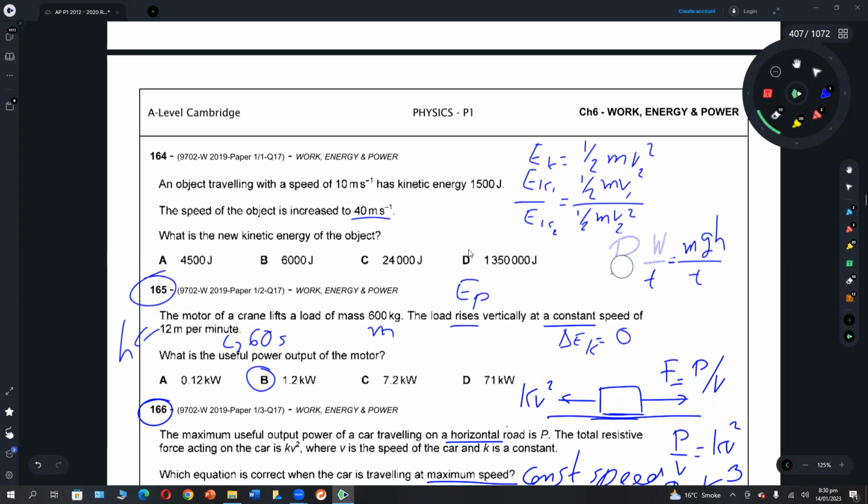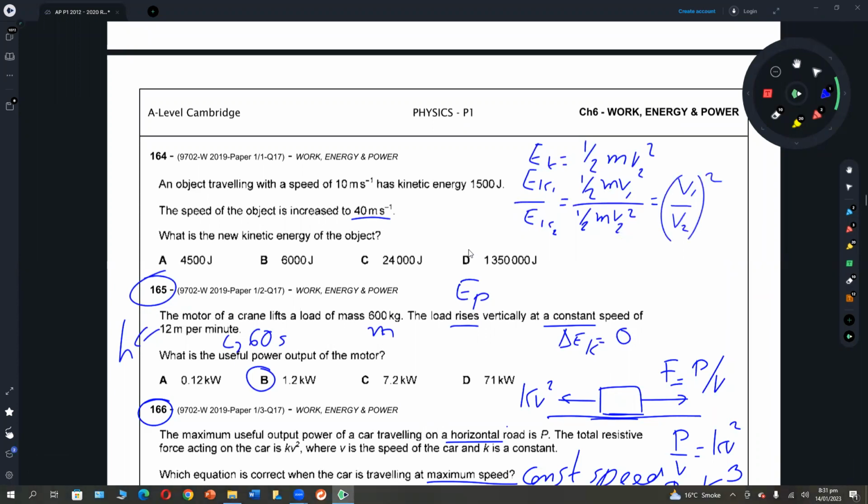I made this quick equation, planning to simplify it. Cancel the half and cancel the m, so it will be V1 upon V2 whole squared, because the mass does not change when the kinetic energy changes. Now I have the old kinetic energy, 1500. I need to find the new kinetic energy. The old speed is 10 and the new one is 40, with the square on it. Well done, now solve it and give me the answer.